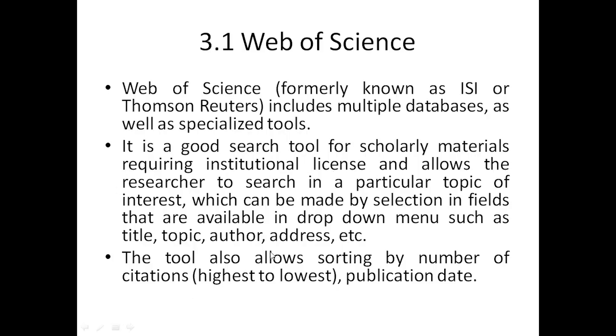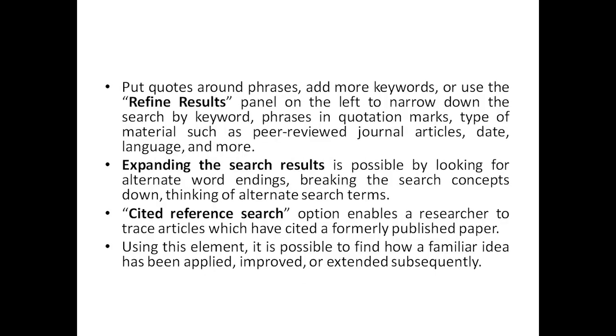The tool also allows sorting by the number of citations, highest to low, and publication dates. Here it puts quotes around the phrases. For example, add more keywords, and a refined results panel on the left drops down to the search box. Search by keyword and phrases in quotation marks, and type of material such as peer reviewed journals, articles, date, language, everything options will be there. These are all the options which come under refined results.